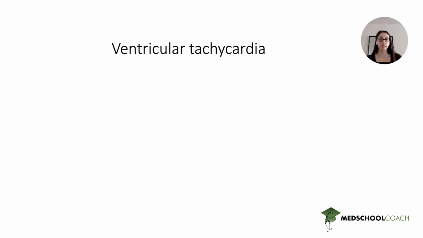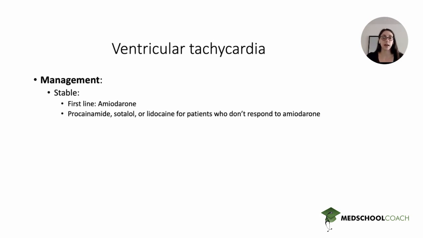So let's review the management of VTAC very quickly. As we mentioned already, for stable patients, first line is going to be amiodarone. And second line, for patients who don't respond to amiodarone, we're going to use procainamide, sotalol, or lidocaine. But most of your questions are going to be identifying this first line agent. I've seen very few questions that ask you what the second line agent would be after giving amiodarone, if any. So it's good to know that if amiodarone has already been given, you could reach for one of these other agents, but first line is amiodarone for stable VTAC.